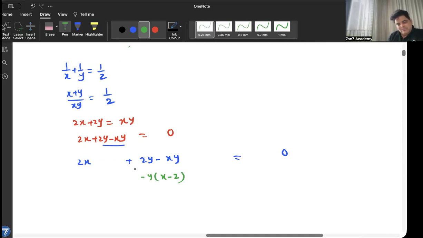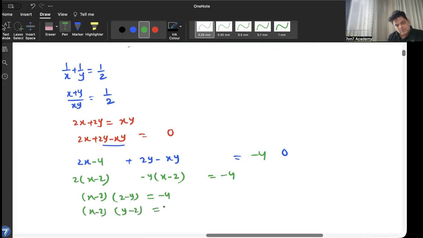If I want the same thing here, I have to take minus 2 common. So I have to add minus 4 on both sides, or if I subtract 4, then it will work. Agree? So you factor out 2 here. What will you get? x minus 2. Understand? So this is minus 4. So you'll get x minus 2 and 2 minus y is equal to minus 4. You can write x minus 2, y minus 2 is equal to plus 4.